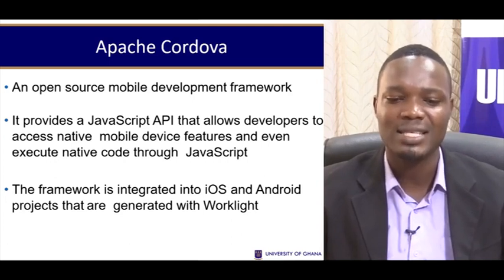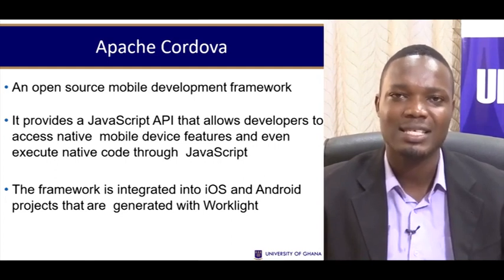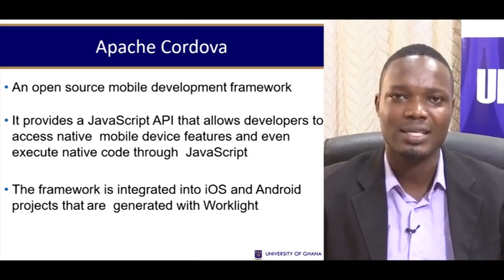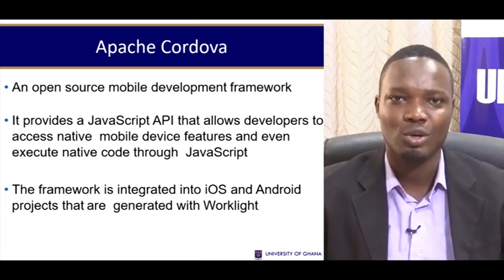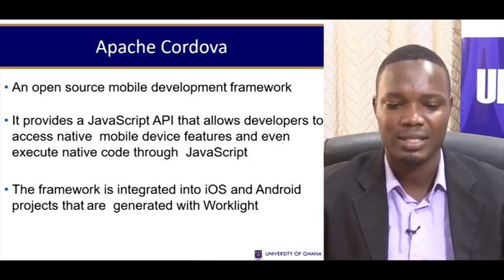Now, it provides a JavaScript API that allows developers to access native mobile device features. So Apache Cordova is actually the bridge between the mobile phone and your mobile application. Now, this is what Worklight sits on top of. Worklight sits on top of Apache Cordova, making it very robust, very secure, adding extra features to Apache Cordova so that developers can seamlessly build mobile applications.